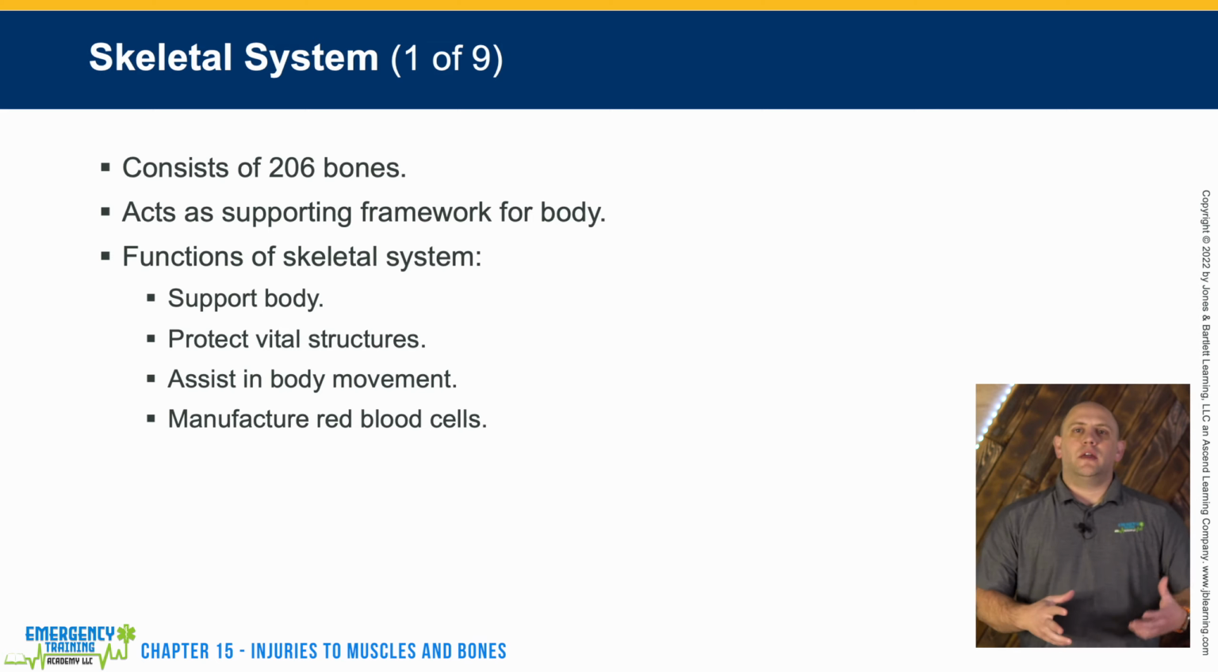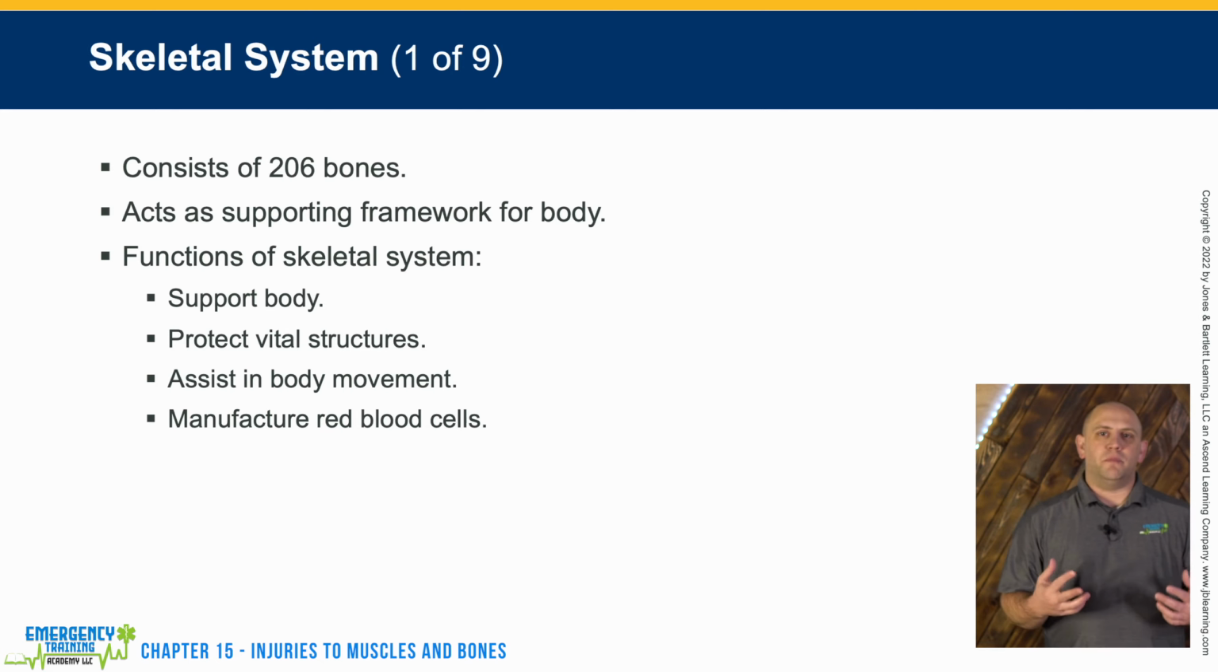So let's start talking about the skeletal system. Our skeletal system consists of 206 bones that make up the framework that holds our body in place and actually supports our movement as it's attached to our muscles. Our bones also manufacture our red blood cells.